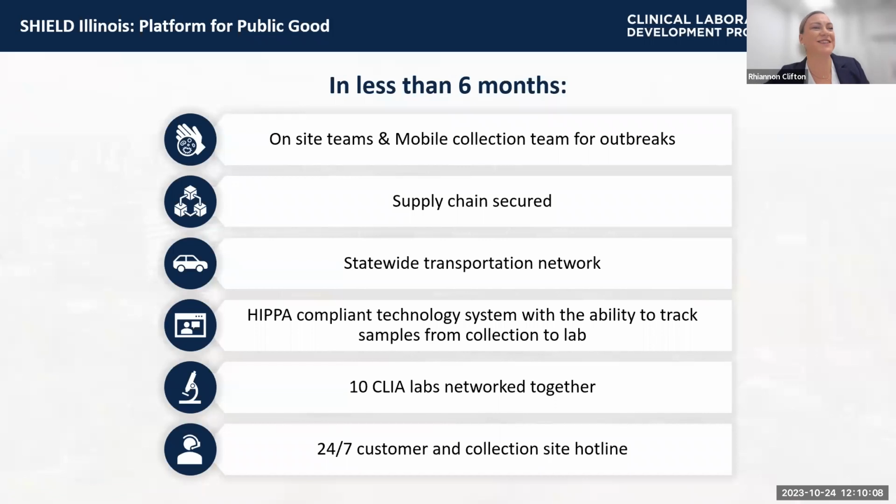So in less than 6 months, we were able to spin up on-site teams and a separate mobile collection team that would respond to outbreaks. We had a supply chain secured in a very tumultuous time for supply chain. We built a statewide transportation network. We had our HIPAA compliant technology system with the ability to track samples from the collection site to our processing center, to the lab, and through the testing process. We had 10 CLIA labs networked together and a 24/7 customer and collection site hotline. So we were able to build it very, very quickly.